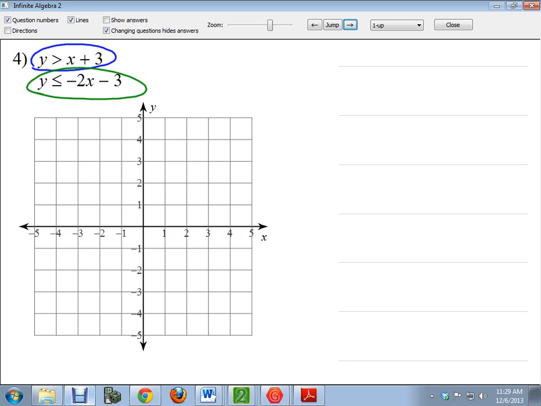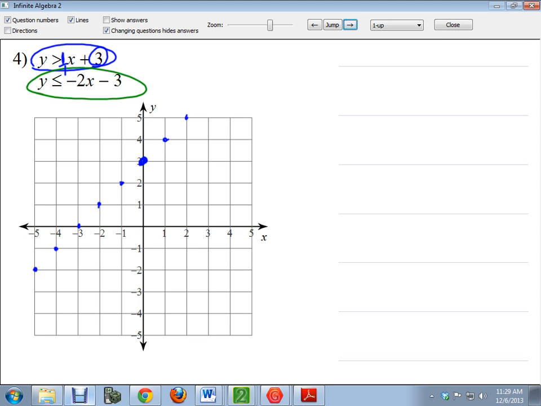So the first thing we want to do is start on the blue line here, and we'll start at a positive 3 on the y-axis. And then we'll do the slope, which is up 1 and over 1, because there is no number in front of the x. And so we'll go up 1 over 1, as well as down 1 and back 1 from there.